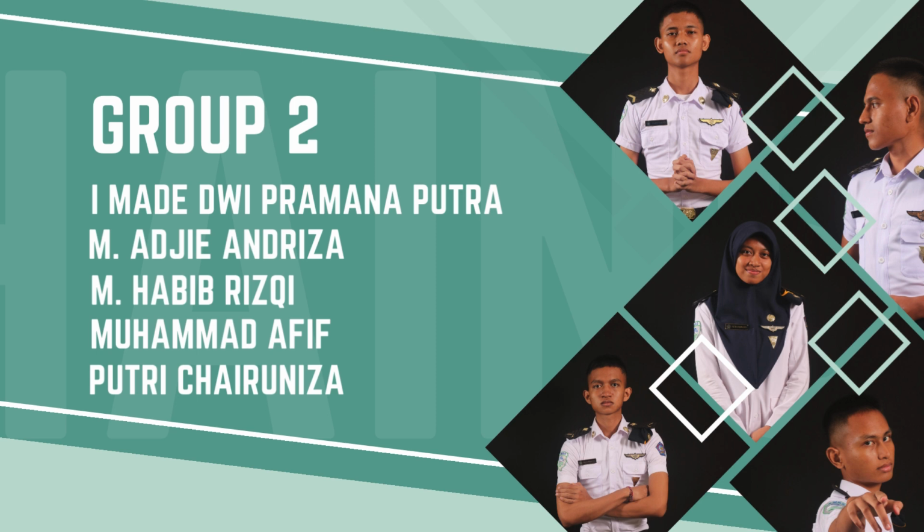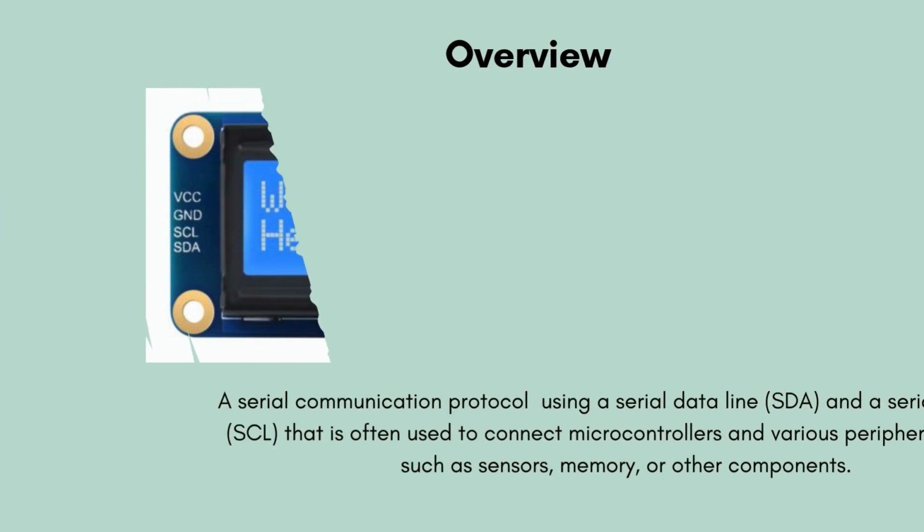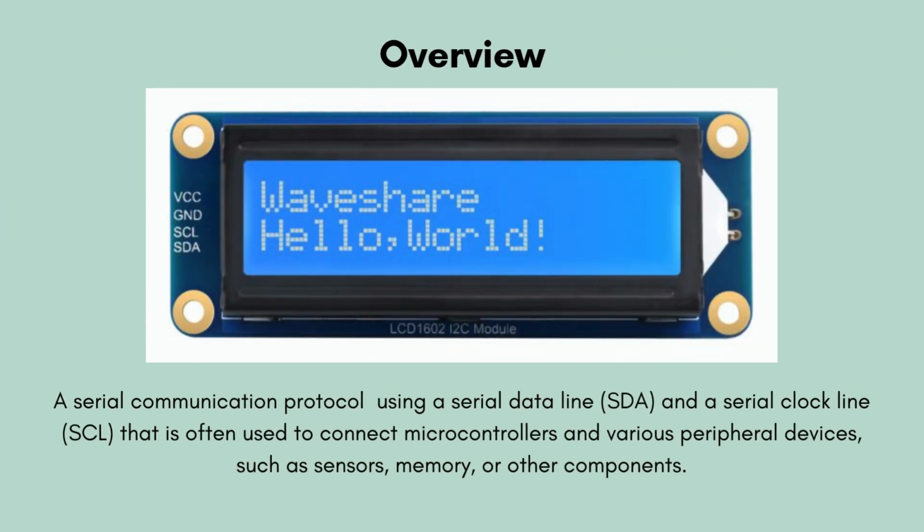So let's get started. Looking at the overview of the I2C, it is a serial communication protocol using a serial data line, or SDA, and a serial clock line, or SCL, that is often used to connect microcontrollers and various peripheral devices such as sensors, memory, or other components.